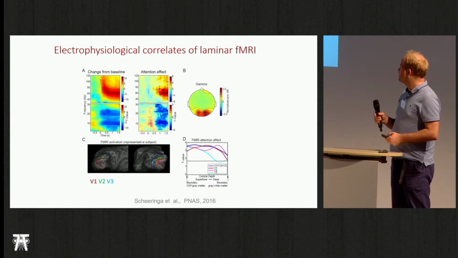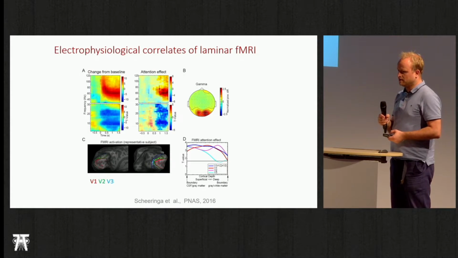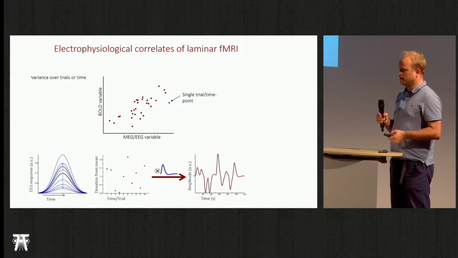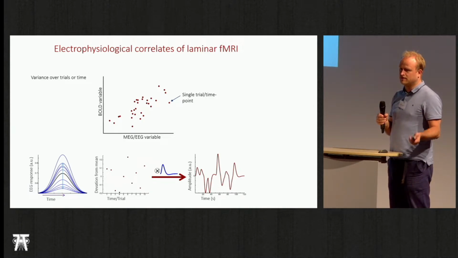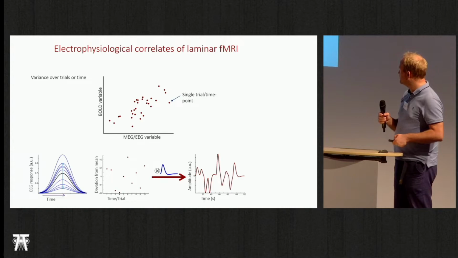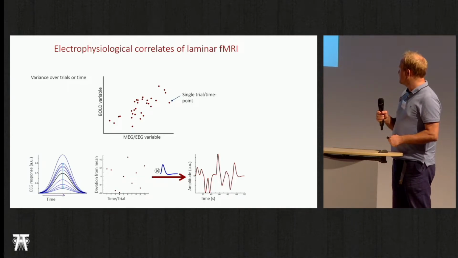So the question is, how do you combine this EEG response with this fMRI result? There are 2 ways to integrate EEG and fMRI, and the first one is to use the variation in the EEG response that you have over trials and correlate that with the variation you have in the fMRI response over trials. So if you would have an EEG variable here, then every single point would be a trial or a time point, and you would have a BOLD variable, let's say a BOLD amplitude response, and you can just basically correlate the 2.